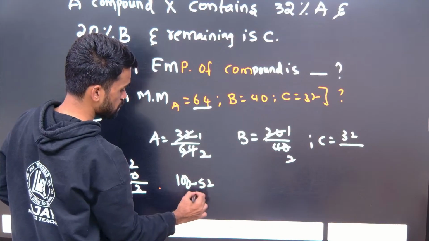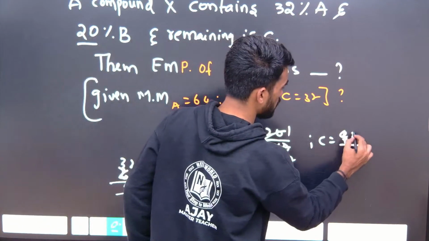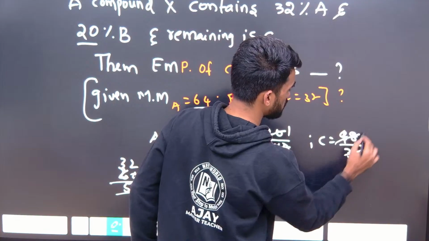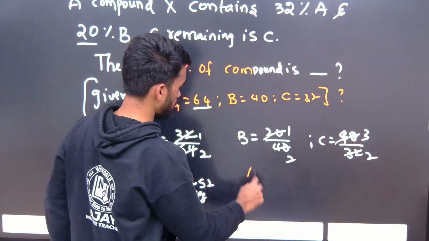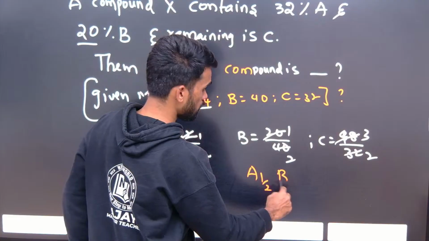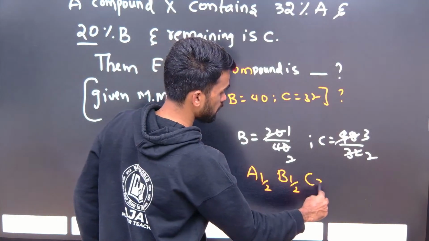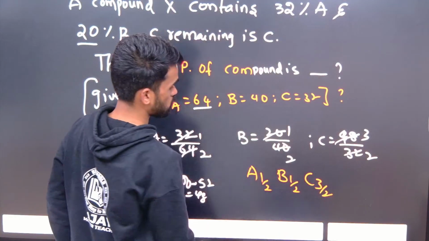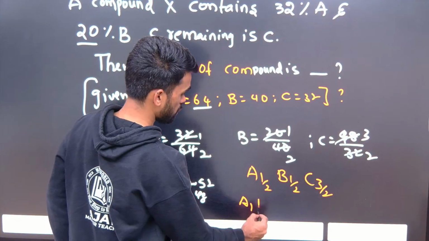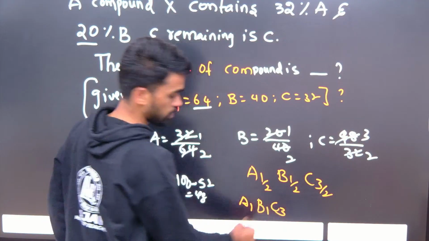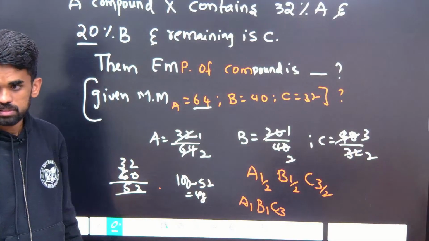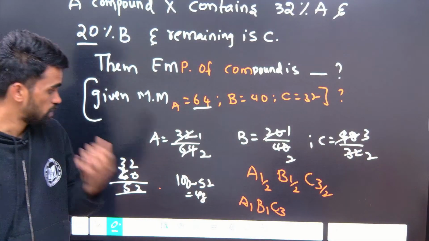Then C will be 100 minus 52. That will be how much? 48. So take here 48 by 32. This will be 3 by 2. So A is 1 by 2, B is 1 by 2, C is 3 by 2. So what is the simplest whole number ratio we can get here? A1, B1, C3. Do we have an option now? Yeah, that will be your answer.